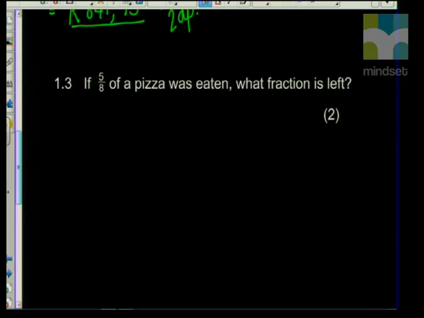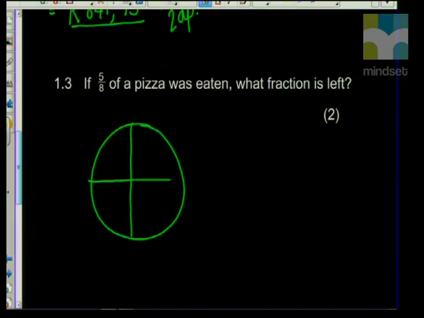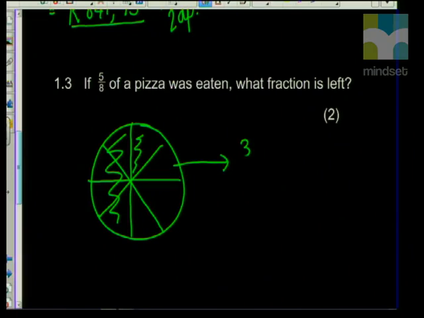Right, let's go on to 1.3. If 5/8 of a pizza was eaten, what fraction is left? Now, if I can imagine my pizza and I cut it into 8s, and I've eaten 5/8, it would be very easy to then see I've got 3/8 left. But how would I do this on a calculator, or how would I do this when I actually haven't got an easy number, for example?